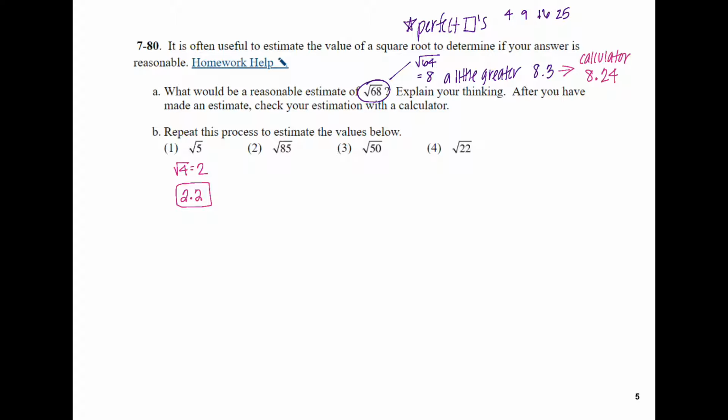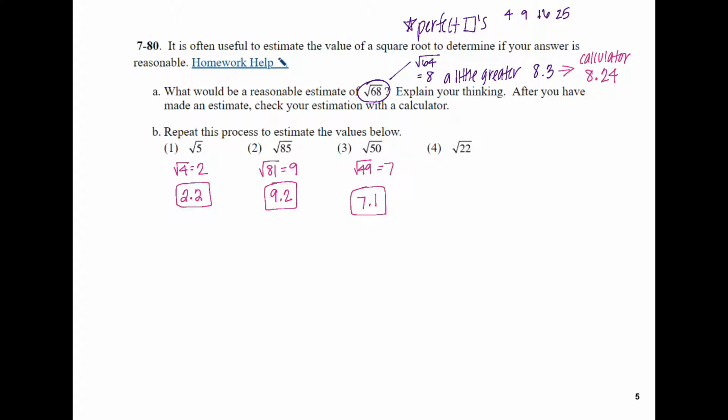B number 2, looking at the square root of 85, I know that the square root of 81 is 9. So I'm going to say slightly larger than 9, and in fact, when you plug it into your calculator, you get about 9.2. When we look at the square root of 50, the square root of 49 is very close, which is 7. So when you type this into your calculator, 7.1 is very close.